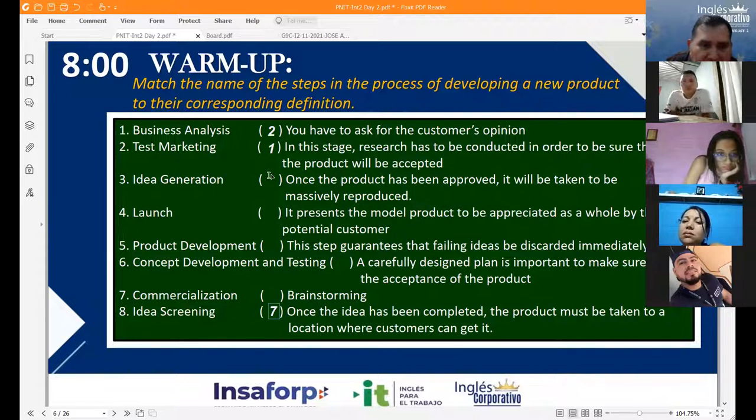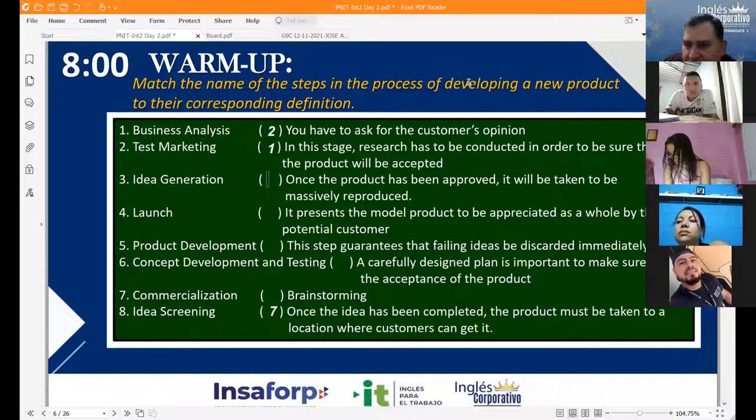So what can be in this one? Once the product has been approved, it will be taken to be massively produced. It must be taken to be developed. It's number 5, right? Product development. Okay. What about number 5? It presents the model product to be appreciated as a whole by the potential customer.